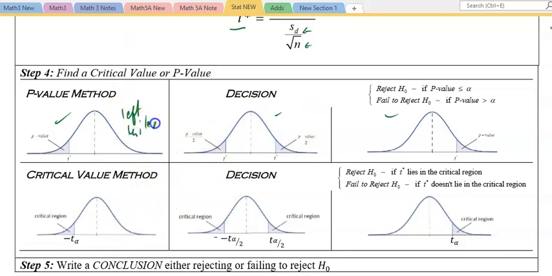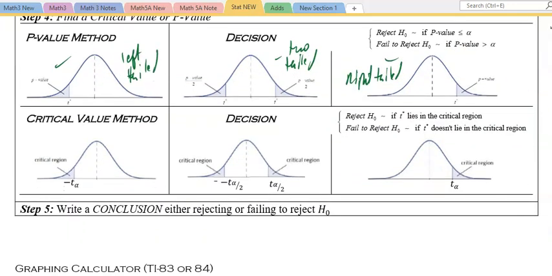Left-tailed, two-tailed, and right-tailed. And we could use the p-value or critical value and make a conclusion, and you know the drill, we're going to do both.